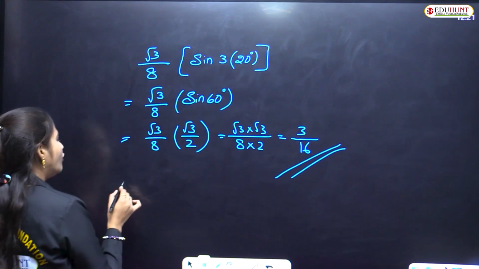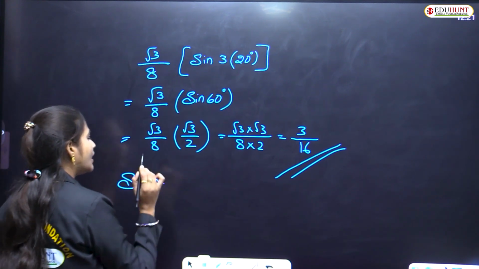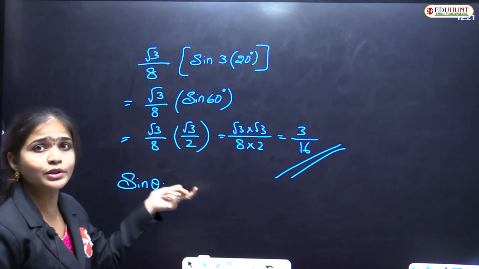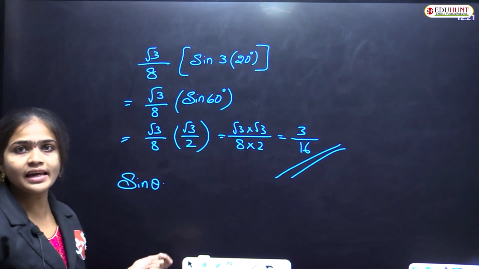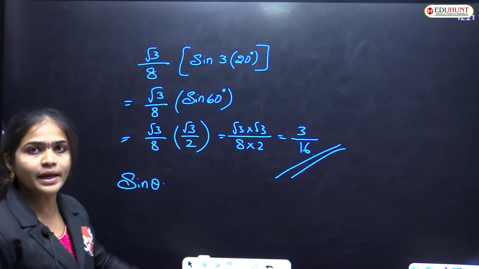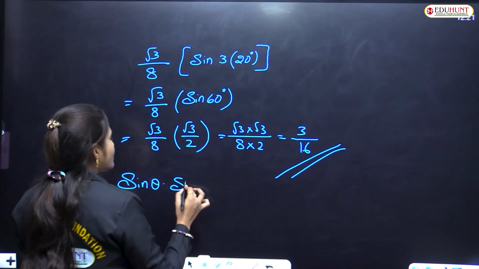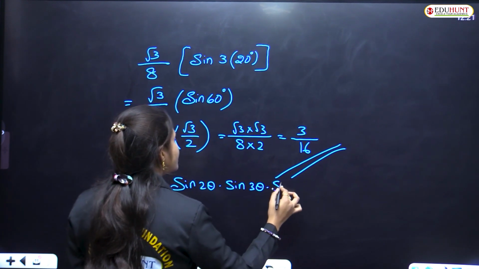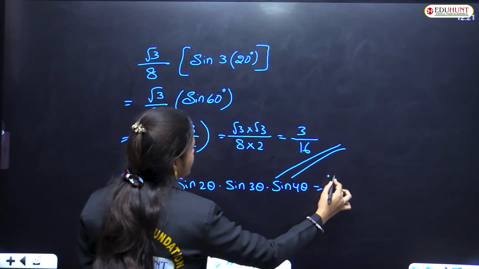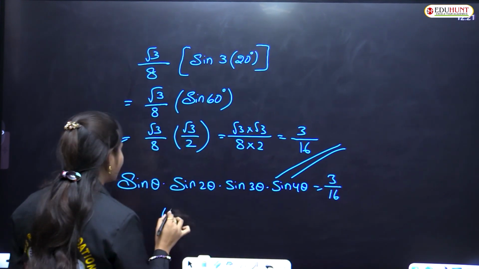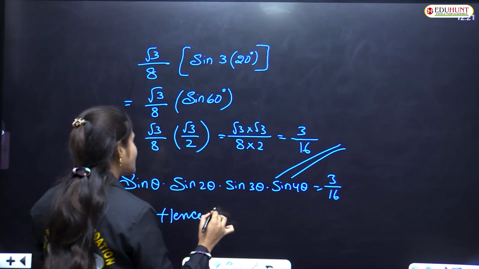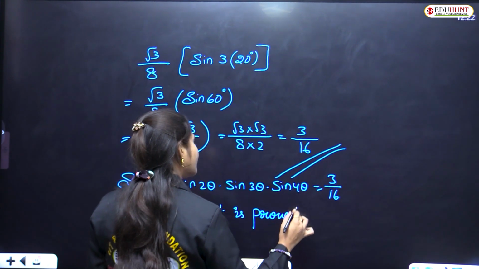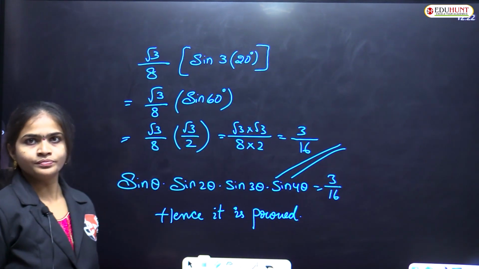So this is the value of sin theta. At the place of theta we took 20 degrees. How did we take 20 degrees? Because in the question they directly gave that theta is equal to pi by 9. So sin theta, sin 2 theta, sin 3 theta, sin 4 theta equals 3 by 16. Hence it is proved. Understand?